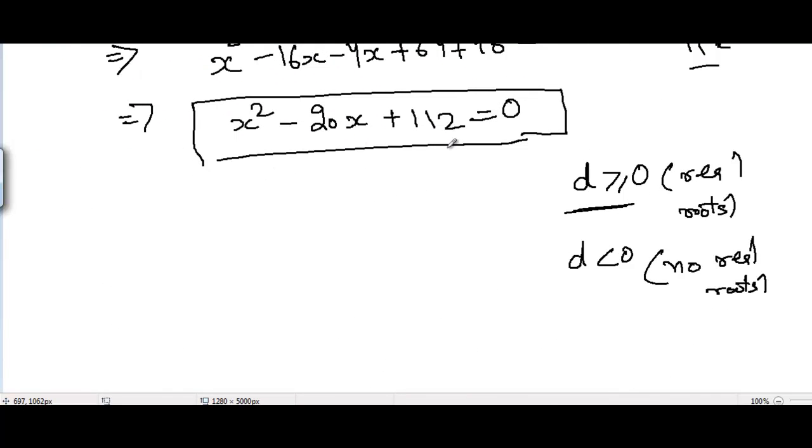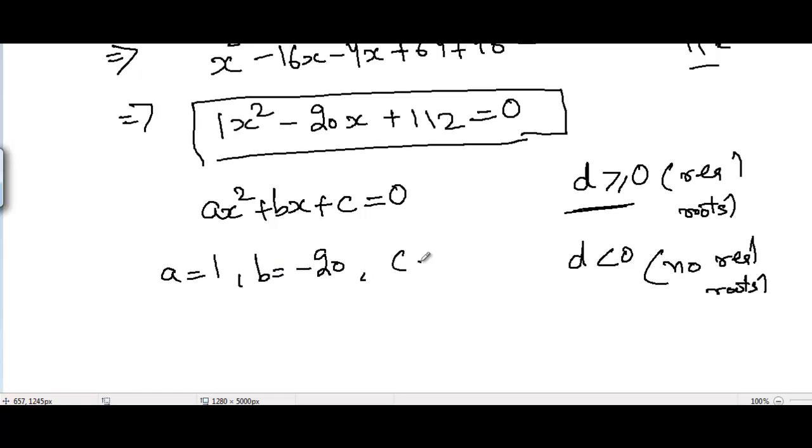So let's find the discriminant of this quadratic equation, and in order to find the discriminant, we compare this given quadratic equation with the general quadratic equation, which is ax squared plus bx plus c equal to 0. And when we compare this, we get a equal to 1 because it's 1 here automatically, and b is equal to minus 20 and c equal to 112.